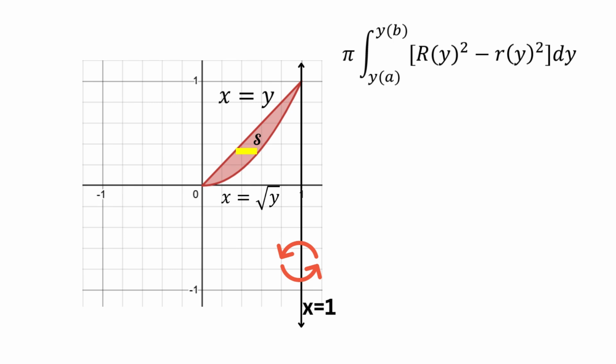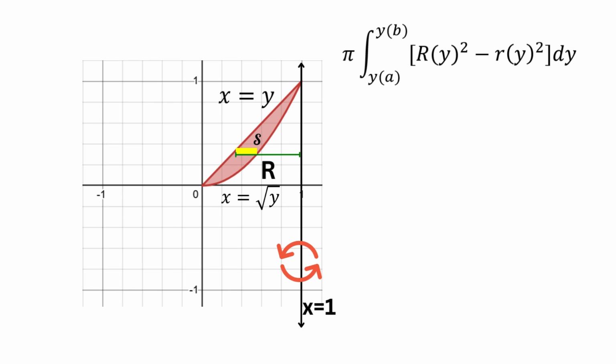Again, we see which curve is farther away from the line of rotation, x equals 1. We can see that x equals y is farther away. So if I go right minus left, it would be 1 minus, and I have to do this with respect to y, so it'd be 1 minus y, the quantity squared. And that's my big R.